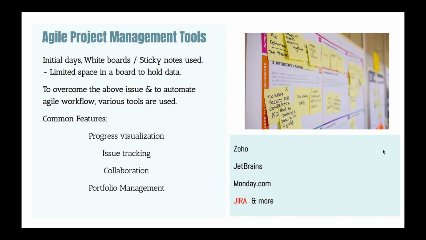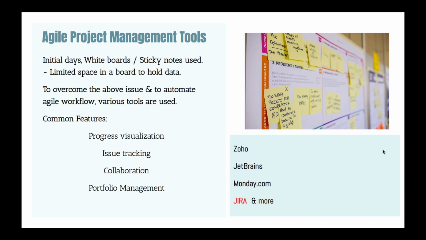So in order to overcome this issue, the Agile project management tools came into the picture. The overall idea is to automate the entire Agile workflow, to visualize and track it, and it provides better collaboration and makes whole portfolio management easy. In the current market, we have so many tools, starting from Zoho, JetBrains, Monday.com, Jira, and many more.